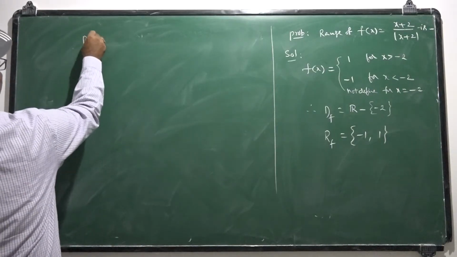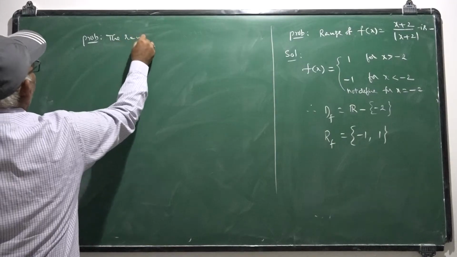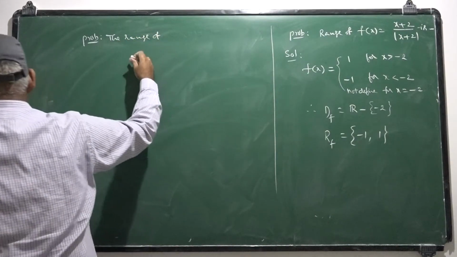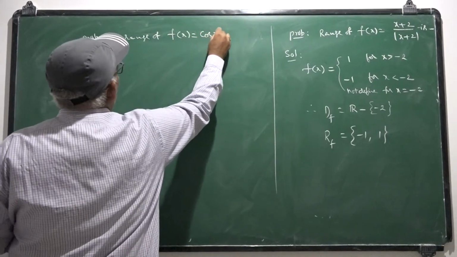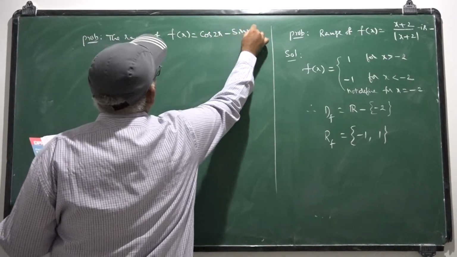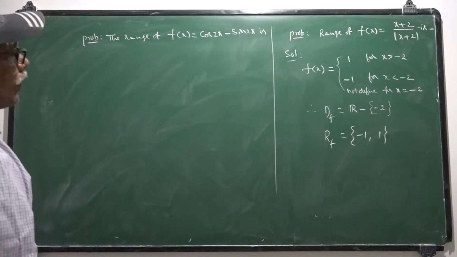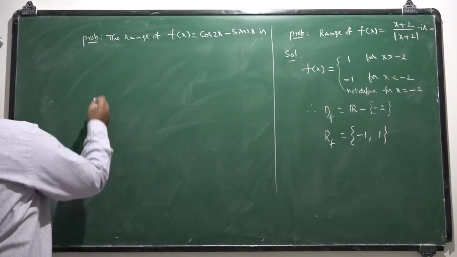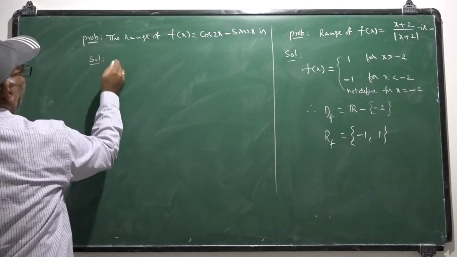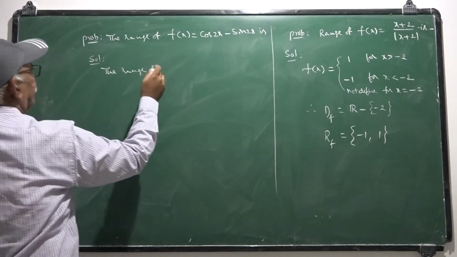Next one. The range of f(x) equal to cos 2x minus sin 2x is.